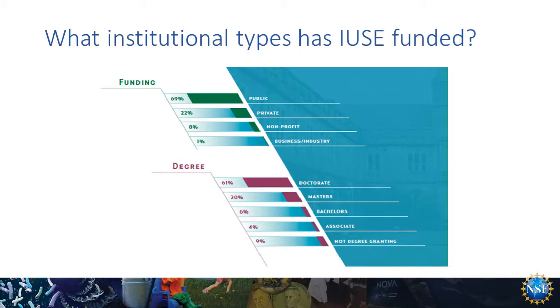The widest representation among institutions that receive funding through the IUSE program are those that grant many degrees up to and including the doctoral degree. Some institutions only grant as far as the master's degree, others bachelor's degree, or are ending at the associate's degree, and that is primarily community colleges. In addition, some of our funding goes to non-degree granting institutions, and that would include things like professional societies and, again, educational technology industries.